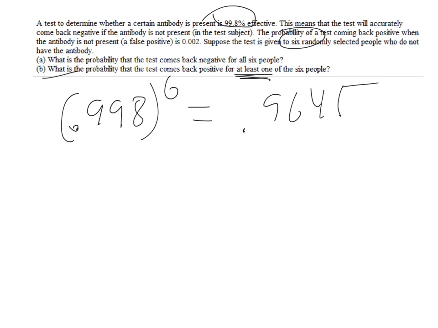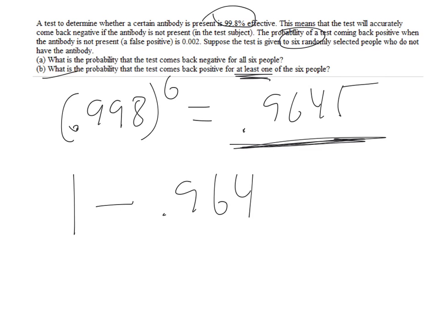Now for part B, the buzzword here is at least one of the 6 people gets a false positive. So here's the probability that nobody gets a false positive. The "at least" probability you're going to remember is 1 minus none. Here's the probability of none, so we just subtract those, and that'll be the probability that at least one of them will get a false positive. Pretty small chance, really.